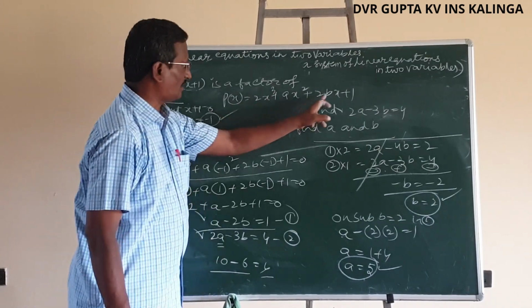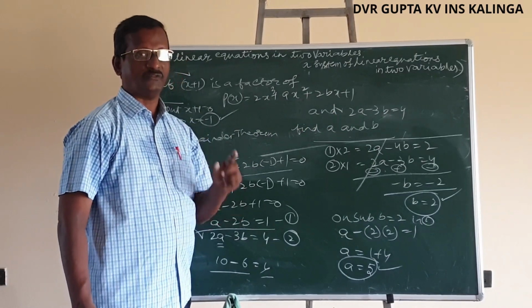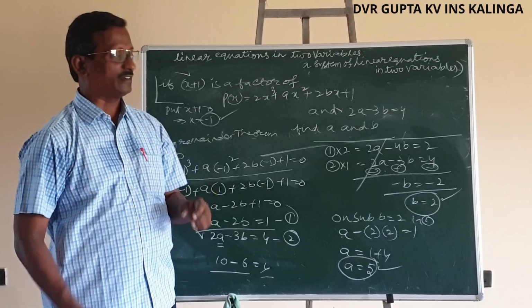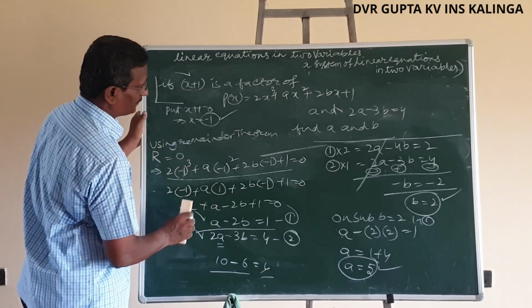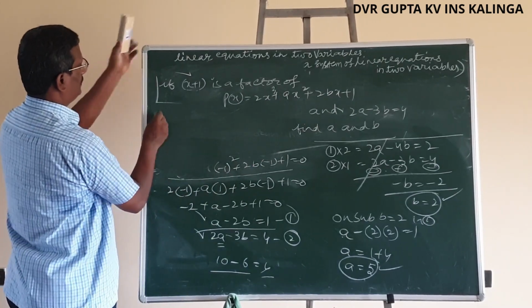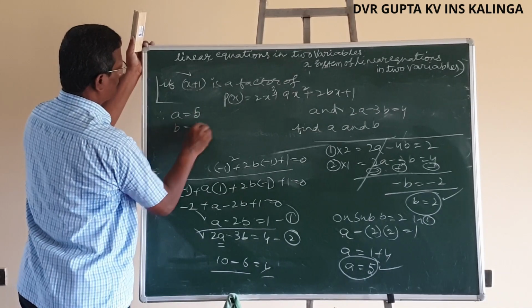Therefore, we can write it in the form of an answer, not in the form of a solution, because the conditions are given and he is asking us to find the values of a and b. Therefore, there is no need of writing a solution, but we need to write it in the form of an answer. So the answer statement comes like this: therefore, a is equal to 5 and b is equal to 2.